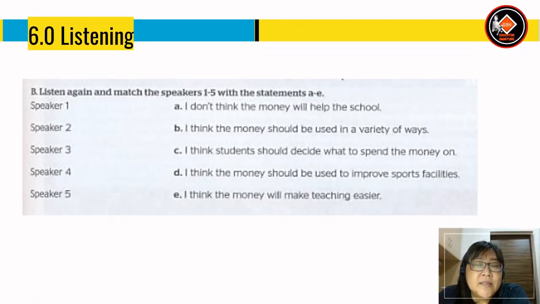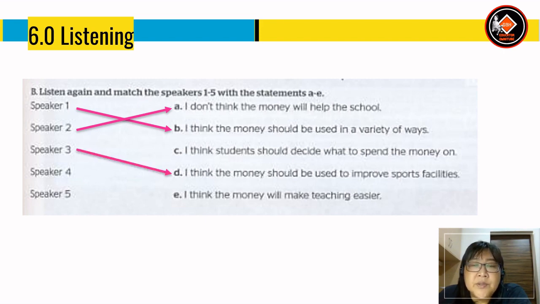Let's look at the answers. Speaker 1 will be B. I think the money should be used in a variety of ways. Speaker 2, A. I don't think the money will help the school. Speaker 3, I think the money should be used to improve sports facilities. Speaker 4, I think the money will make teaching easier. And Speaker 5, I think students should decide what to spend the money on. So, Speaker 1 is B, Speaker 2 is A, Speaker 3 is D, Speaker 5 is C, and Speaker 4 is E.